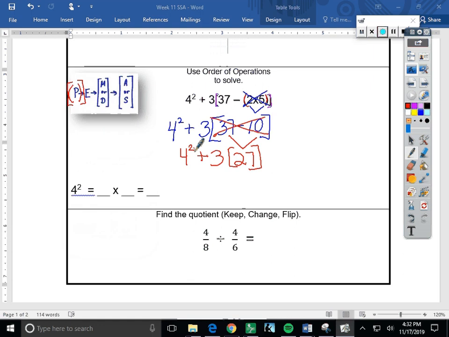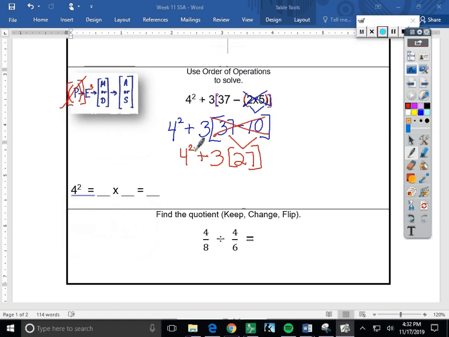Are there any parentheses or brackets to deal with? You might say yes, because I see that 27. But can we do anything with the 27 on the inside? The answer is no. So we're going to be done with our parentheses step. Do we have any exponents? Those little tiny floating numbers? Oh, we absolutely do. We have an exponent of 2 and a base of 4.